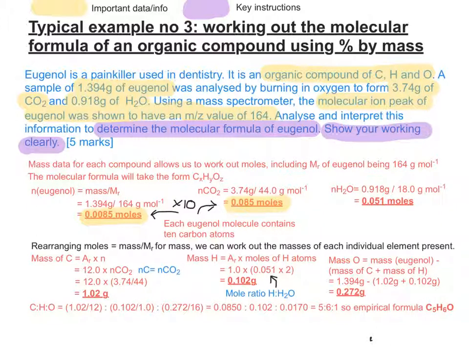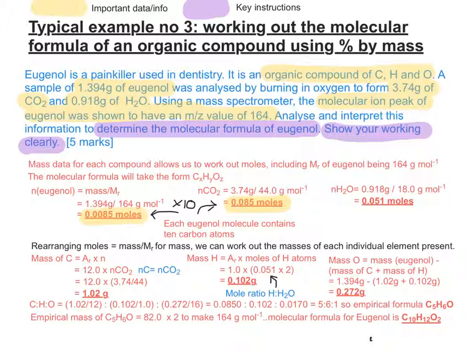Now if we look at the data for eugenol, we were told, weren't we, that its m over z value of its molecular ion peak, therefore its Mr, is going to be 164. So if we work out the empirical mass for C5H6O, it's going to be 82, which goes into 164 twice, so that means the molecular formula would be C10H12O2. You simply multiply everything up as per normal. And there we have it.